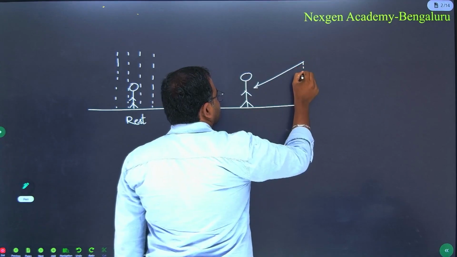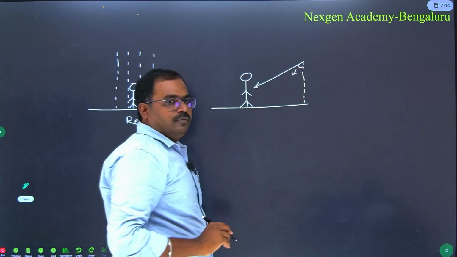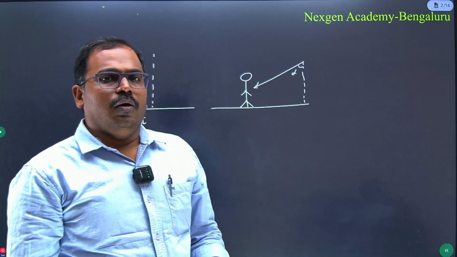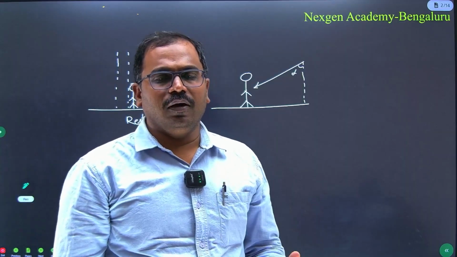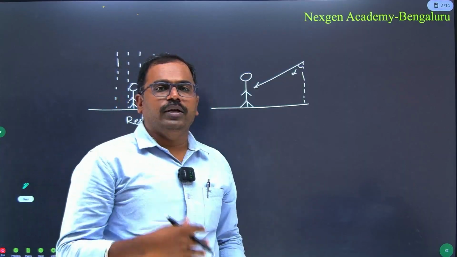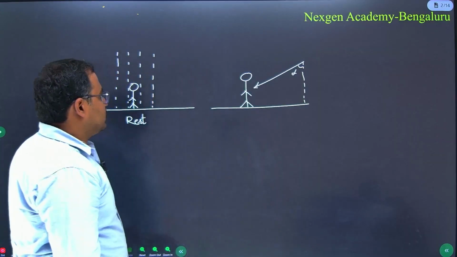At which angle is this rain appearing to him? At an angle alpha with the vertical. So in the questions they'll ask, what is the angle with the vertical at which this rain is appearing, or we can say at which angle the man has to hold the umbrella to protect himself. This kind of questions they'll ask. Okay, right. We will see the concept here.